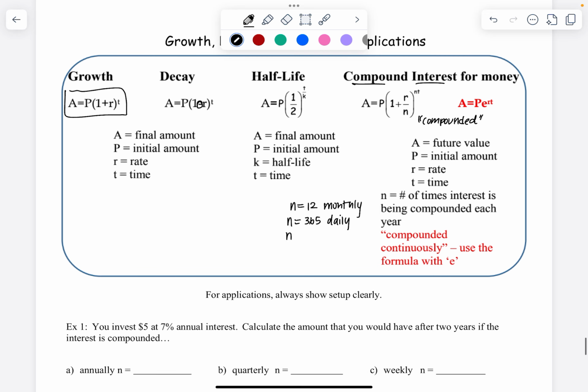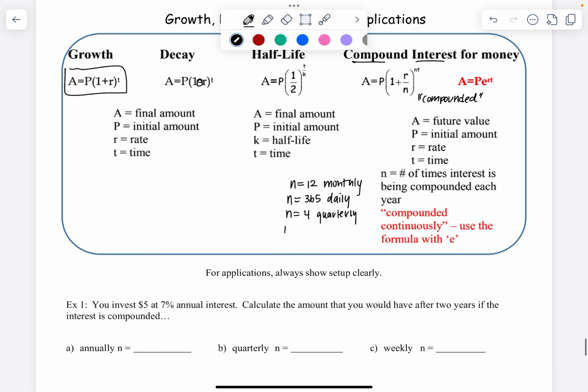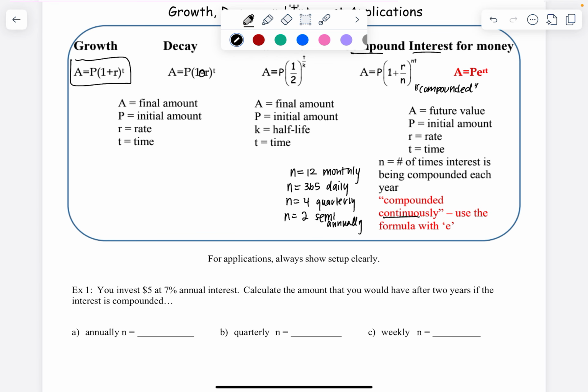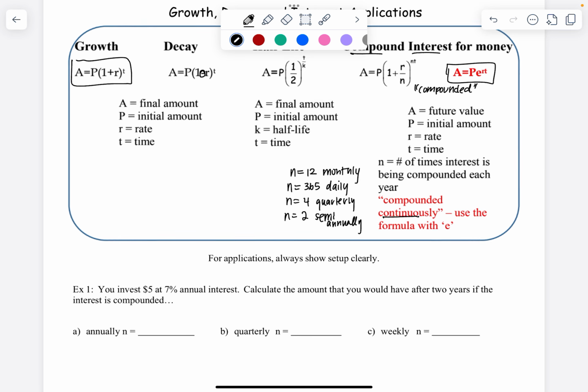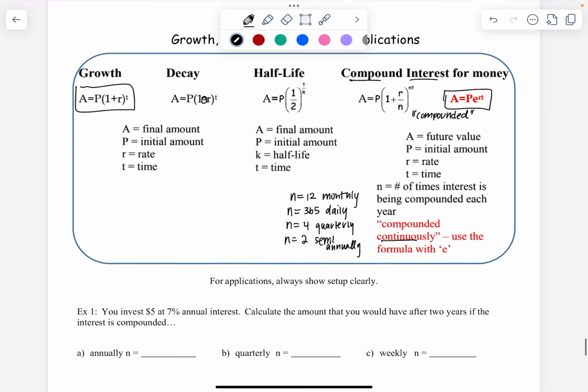If it was quarterly, 4. And then I've also seen semi-annually. Oh, that would be 2. Okay, and then if they say the word continuously, you're going to start using the equation that has E in it. So the only one we haven't talked about is half-life.